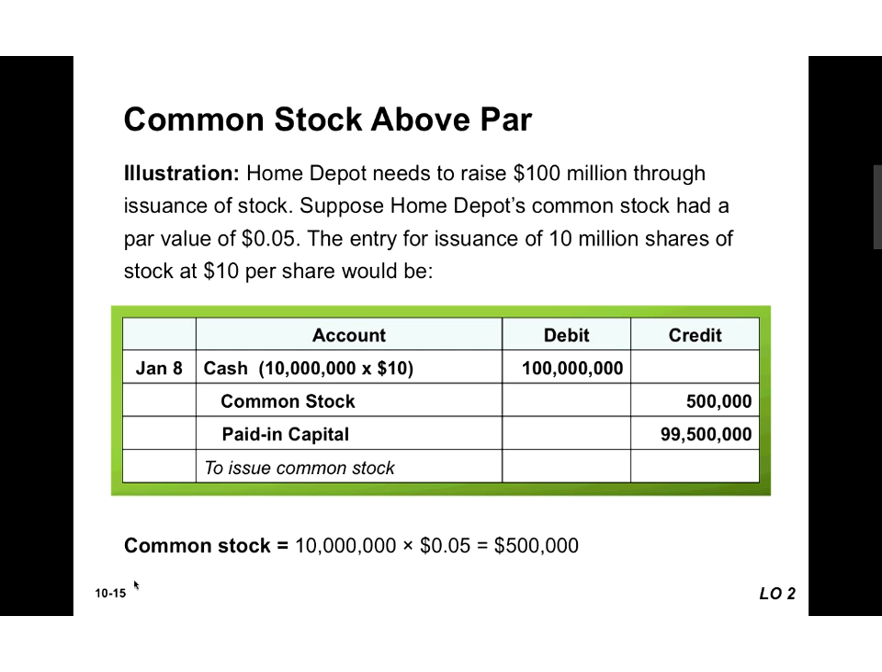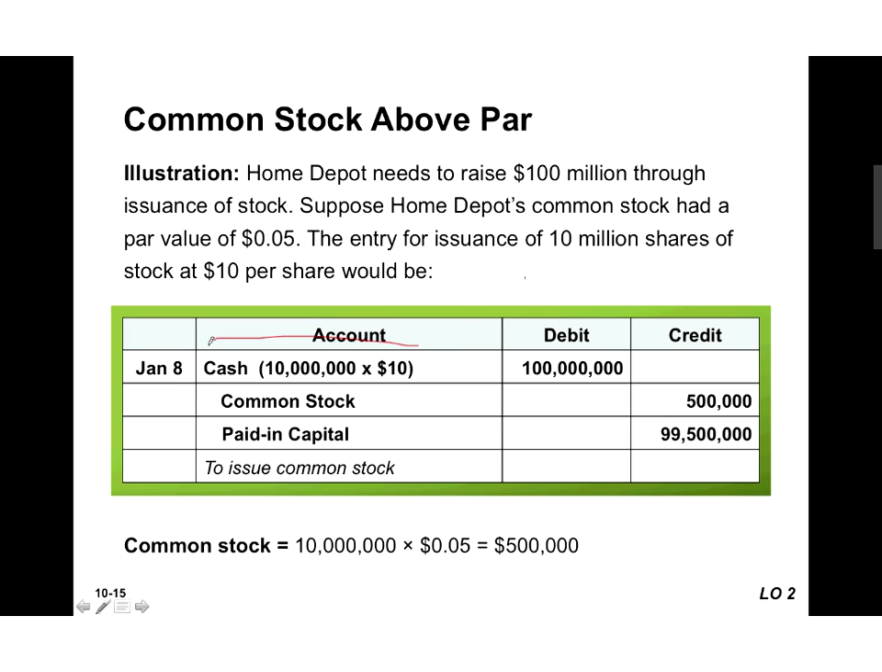Next up then, okay, so let's go to common stock issued above par. So let's say same situation, except now the par value is 5 cents. So we're issuing the common stock for $10. The par value is 5 cents. So what we're going to do in this situation is we are going to debit cash. The cash debit doesn't change.